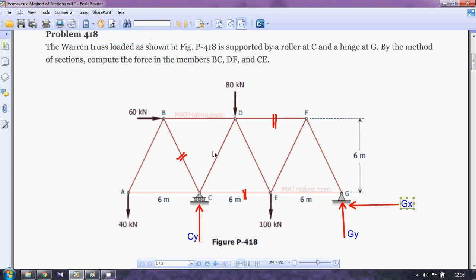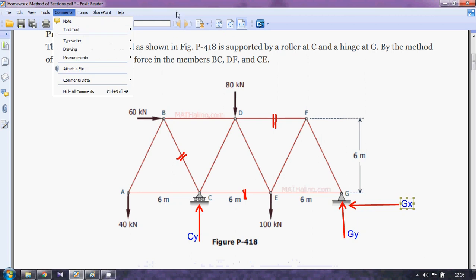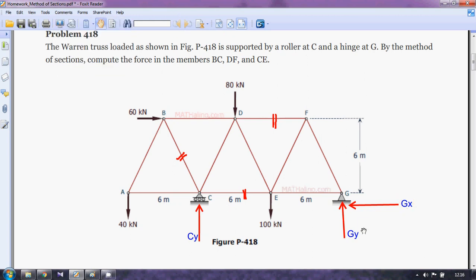Don't be confused; some of you may ask why I am taking the reactions in the upward direction. Since this is a beginning course, we just assume that the reactions are upward. After calculation, if I see that the reaction comes out negative, then we will change our direction, so it doesn't matter.